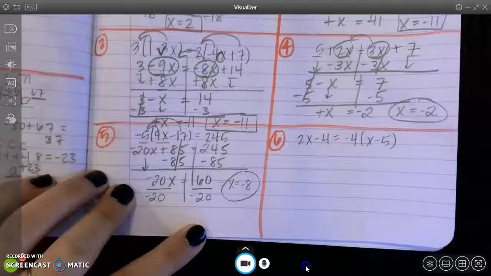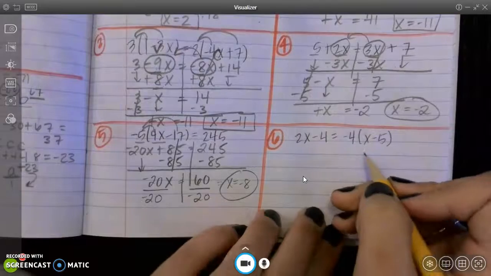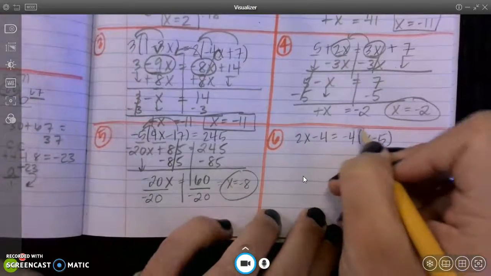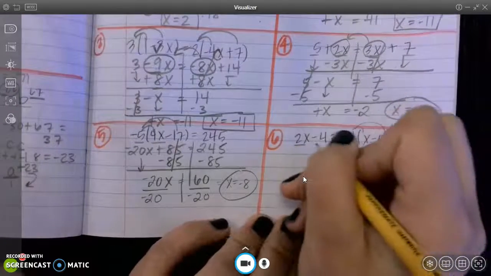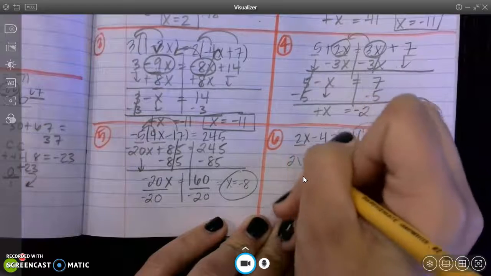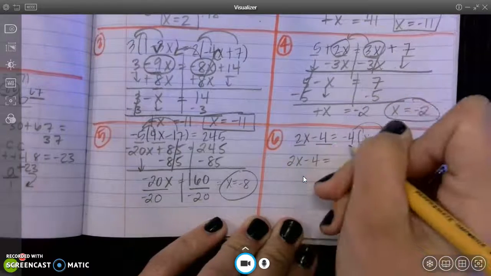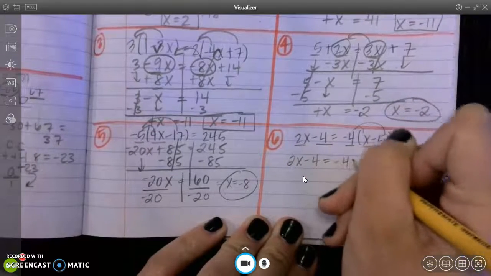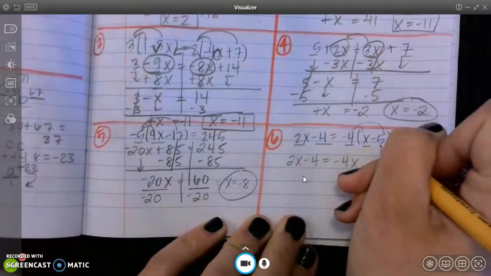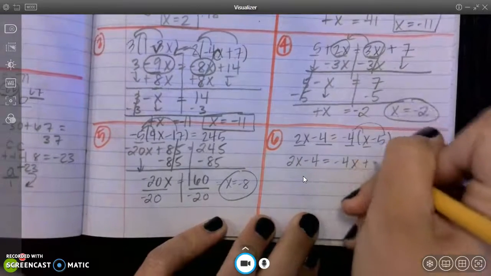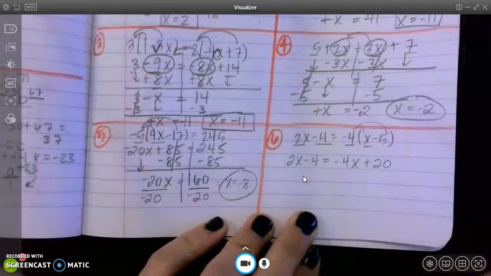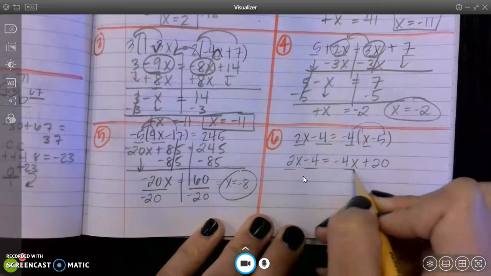Last one. Distribute on the one side. And these are not like terms, I can't combine these. So it's 2x minus 4. Negative 4 times x is negative 4x. Negative 4 times negative 5 is positive 20. And again, these are not like terms, I can't combine these.